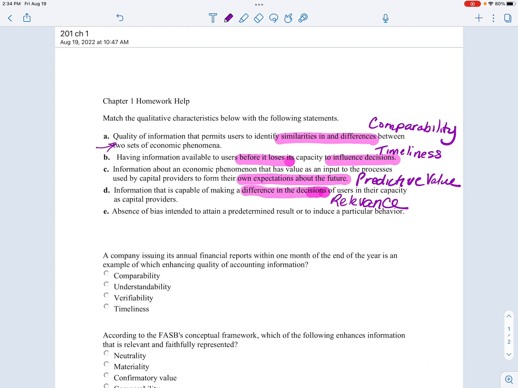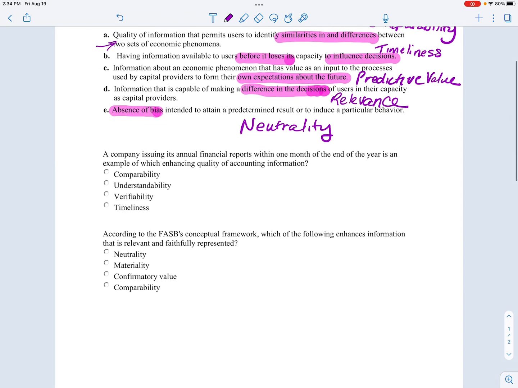And then finally, E, the key term that we're looking for here is that it's an absence of bias that would trigger the fact that it's neutral. So how does this type of homework question translate to a test question? And again, chapter 1's a little bit simpler in this because it is mostly definitions, but we'll walk you through it anyway and show you how it works.